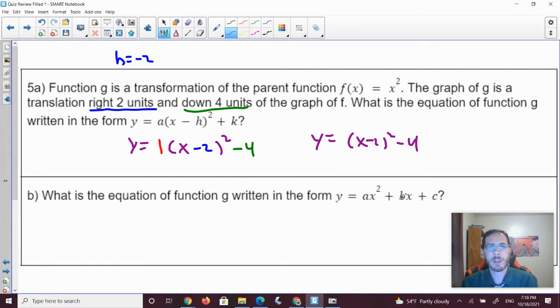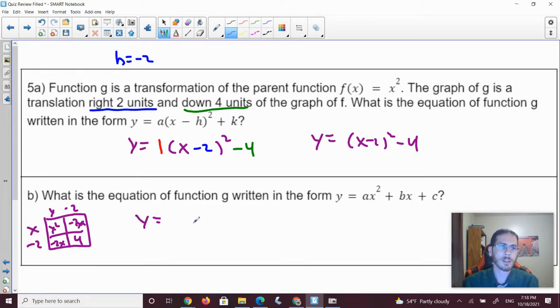For part B, it says, what's the equation in standard form here? y equals ax squared plus bx plus c. Since I did the double distributive in the other one, I'm going to do the area model for this one. So (x minus 2) squared would be x squared minus 2x minus 2x and then plus 4. So I get x squared minus 4x plus 4, and then I still have this minus 4 over here. I combine minus 2x and minus 2x to make minus 4x.